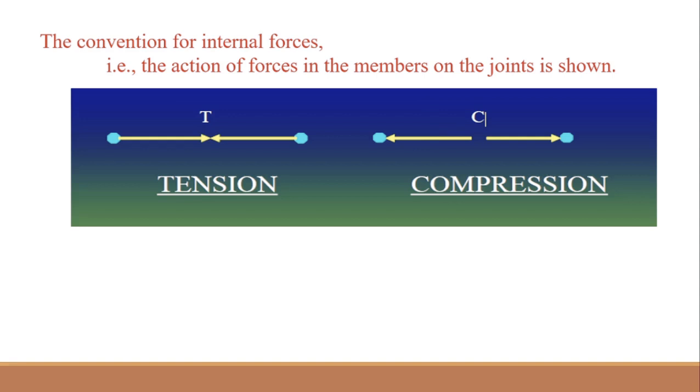So at the joint, if it is tension, the notation will be like this. If it is compression, the notation will be like this. So if a joint is experiencing tension, the force should come outward from the joint like this. If the joint is experiencing compression, the force should go inside the joint. For a force member, the notation should be like this.